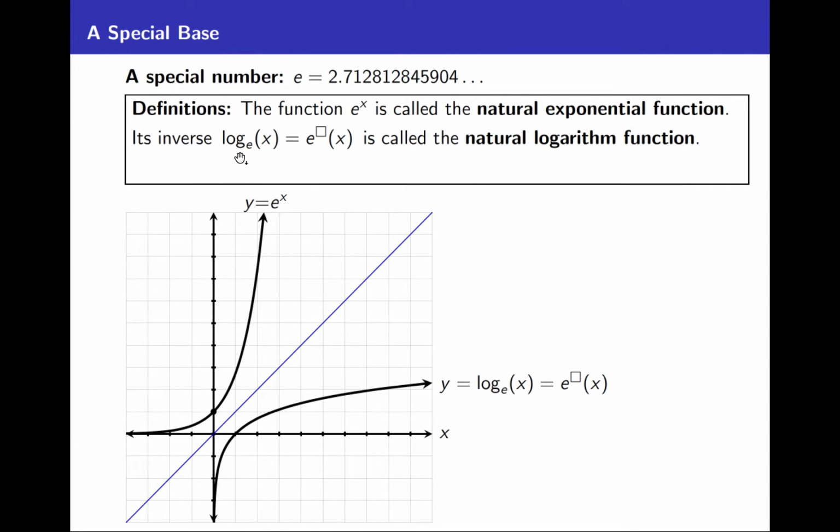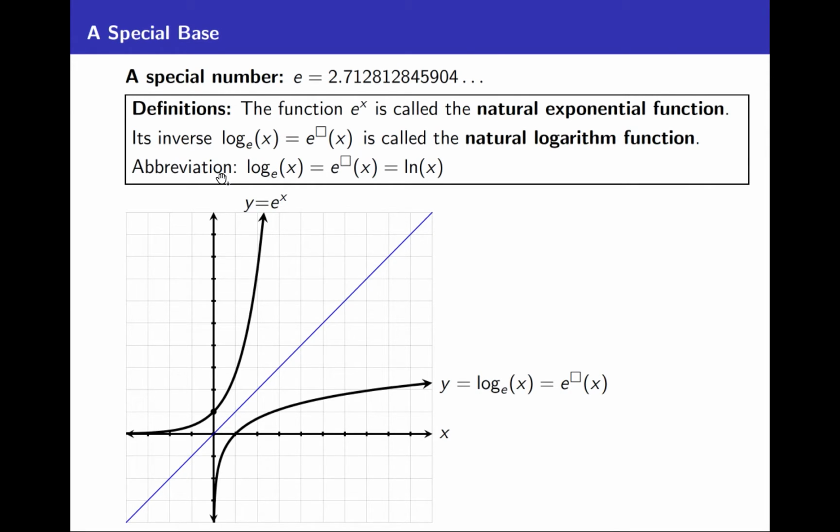Now, this inverse, log base e of x, or e box of x, is a special logarithm that's called the natural logarithm function. So we have a natural exponential function and a natural logarithm function, the exponential and logarithm function to base e. And we have their graphs here.